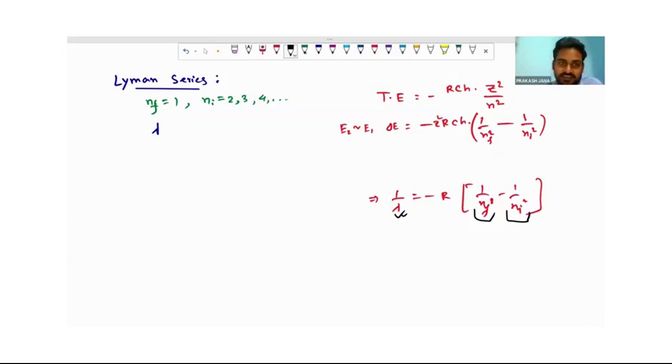Okay, so the Lyman series is defined that way. When the final state is n equal to 1, the final orbit is 1. Whatever the initial orbit, definitely the initial orbit has to be greater than 1, that is second, third, fourth, and so on. The next series is the Balmer series.